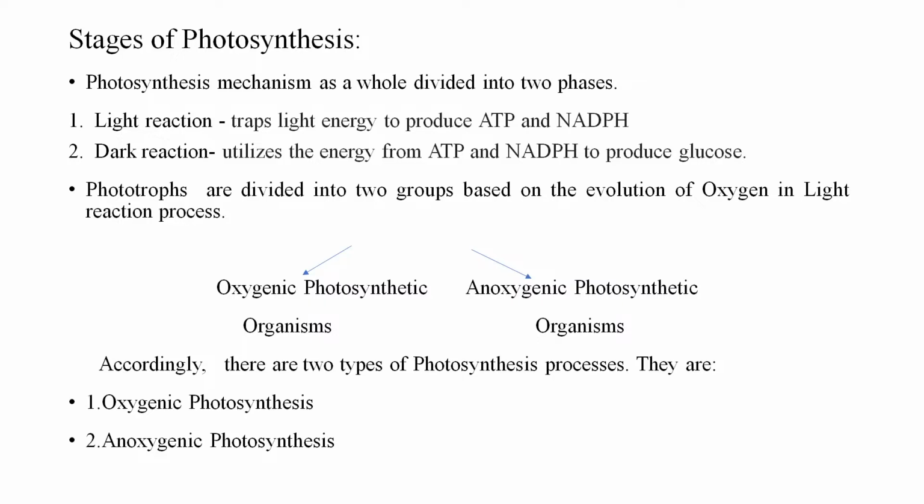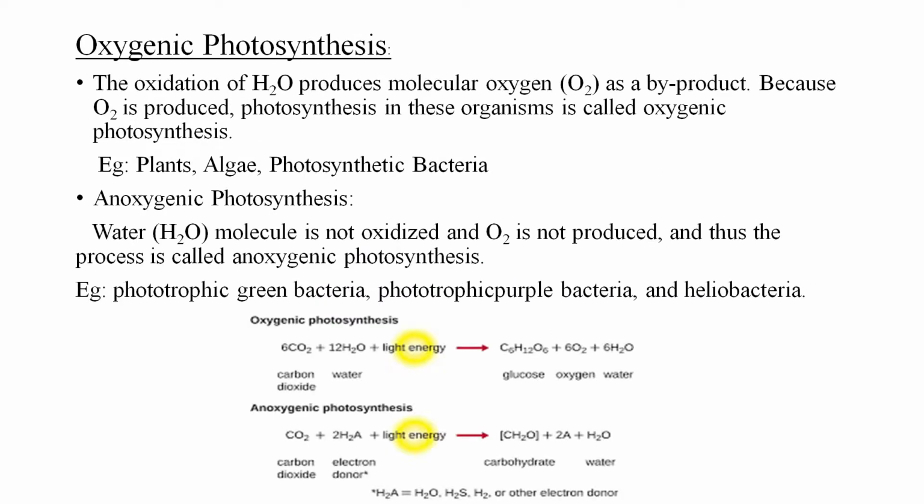Phototrophs are the organisms which are able to utilize sunlight and produce carbohydrates. The phototrophs are divided into two groups based on the evolution of oxygen in the reaction process. They are oxygenic photosynthetic organisms and anoxygenic photosynthetic organisms. Accordingly, there are two types of photosynthesis processes: oxygenic photosynthesis and anoxygenic photosynthesis. Now we'll move into the detail about oxygenic photosynthesis.